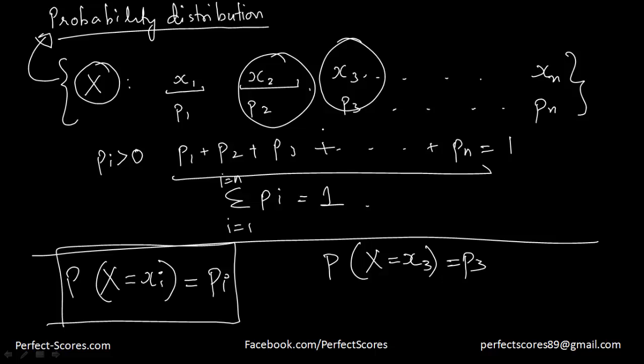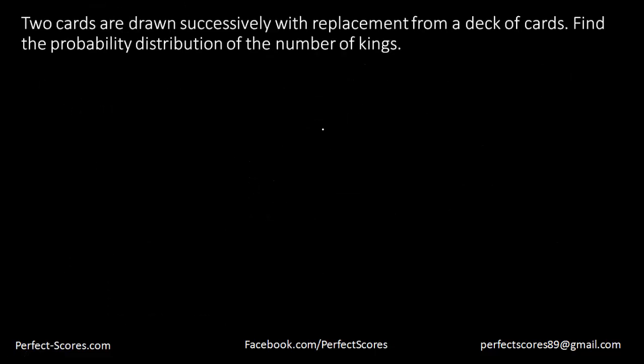So let's go ahead and use an example so that you can understand all this which I've explained here. Let's say we have this question. It says two cards are drawn successively with replacement from a deck of cards. Find the probability distribution of the number of kings.